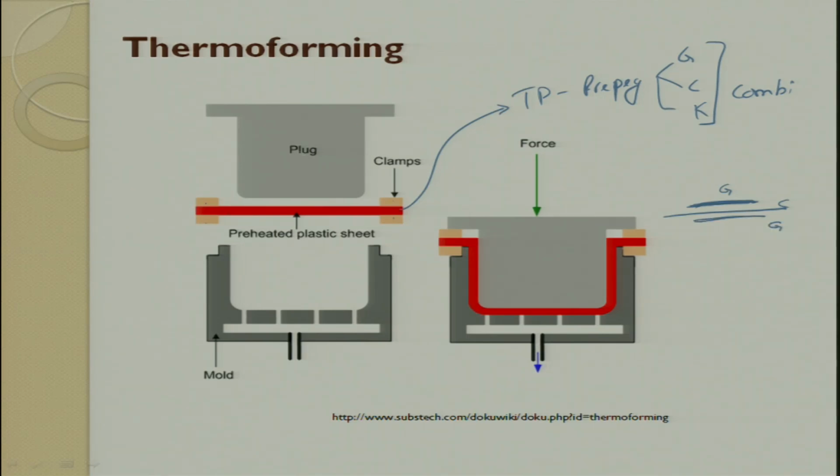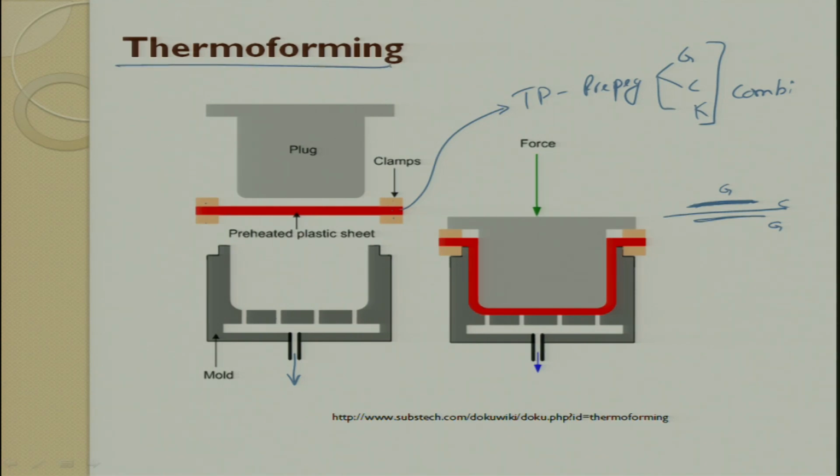So there is a plug, there is a clamp, and this is a plastic sheet. We keep it on a die, and this die is called the mold. You have a vacuum, which is used to, you place it, heat it, and apply the vacuum so it takes the shape. On top of it, if you want both sides finished, we use a plug, force it in and get the pre-shape. This process is called the thermoforming process.